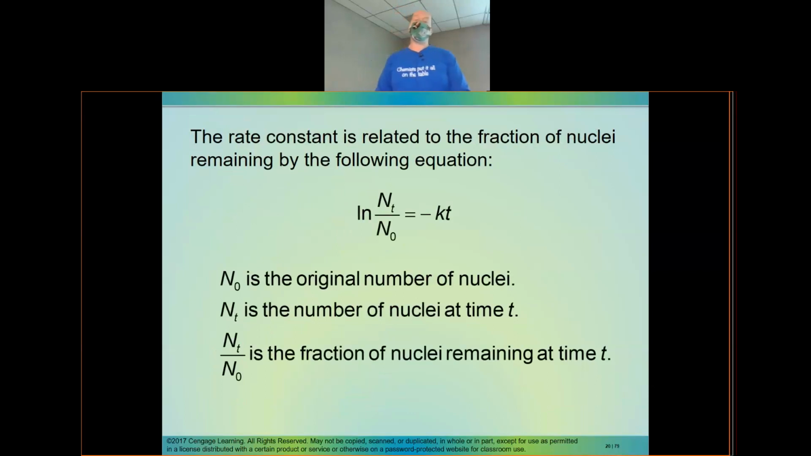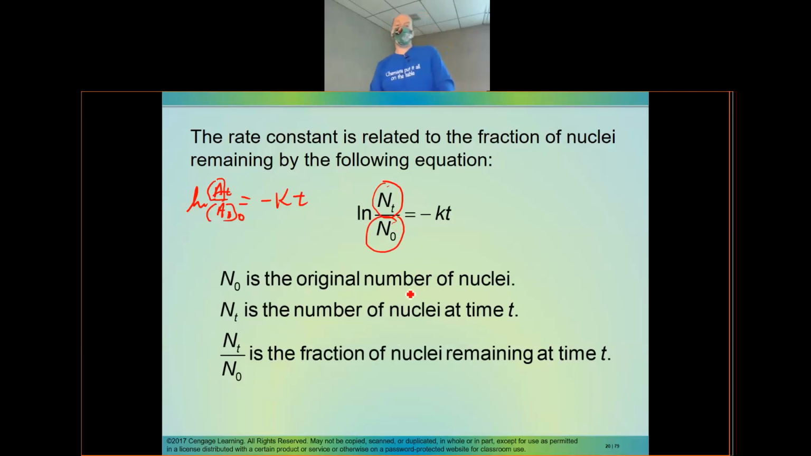All right, so if we do our integrated rate law, back in chapter 13, it was the ln of A at time t over A initial, and that was equal to negative KT. We're doing exactly the same thing, except we're not doing concentration of something at time t. We're doing the number of nuclei at time t versus the number of nuclei that we started with.